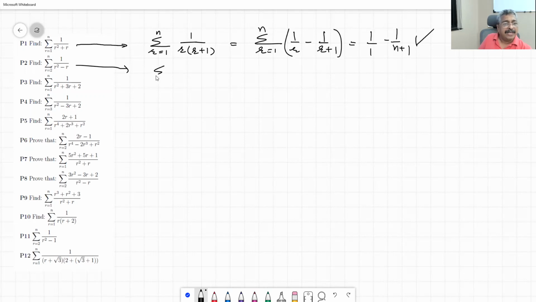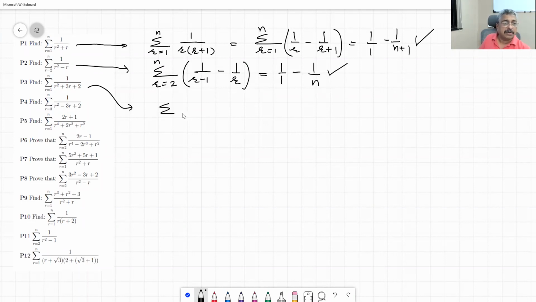Second will be slightly different. R goes from 2 to n, 1 upon r minus 1 minus 1 upon r. I am just trying to keep it positive. And in general, if you keep the left hand side term smaller and the right hand side term bigger, then it is less confusing, because in the left hand side term you should substitute the lower limit, and in the right hand side term you are supposed to substitute the upper limit. That is the answer.